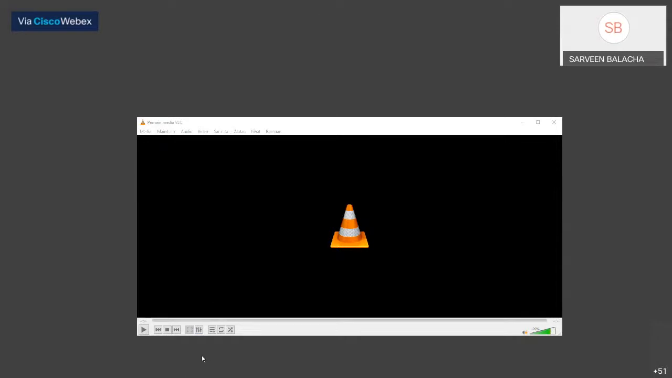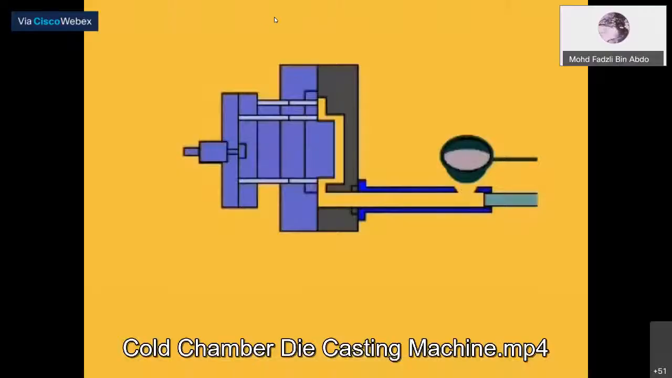Okay, yang tu adalah hot chamber, hot die casting. So kita tengok yang cold die casting lah.